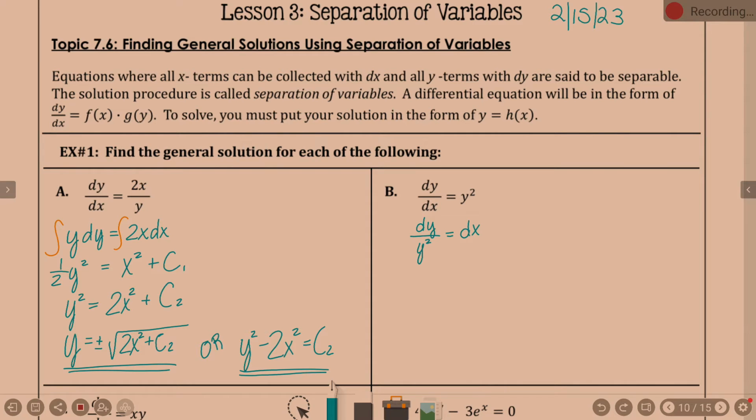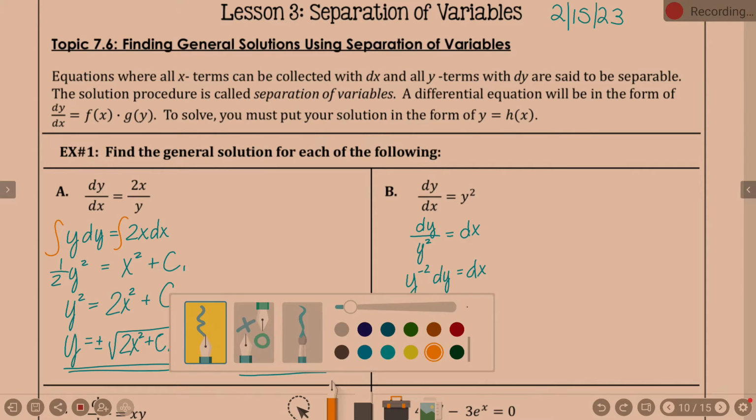I don't know how you guys feel about that dy over y squared. How could I rewrite that? What is a y squared in the denominator? Yeah, so if you need it, y to the negative 2 dy equals dx. And here's the deal. If it's y squared, this isn't going to be natural log, is it? So that's why I'm rewriting it like that.